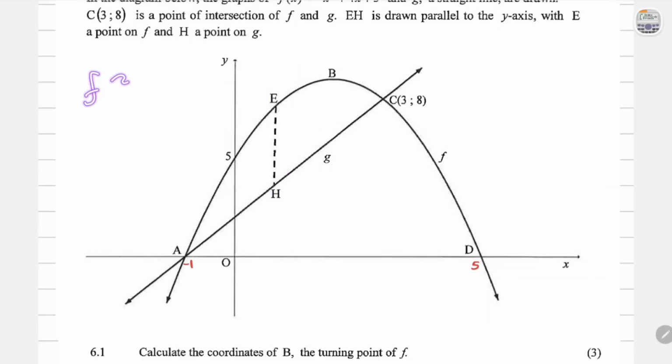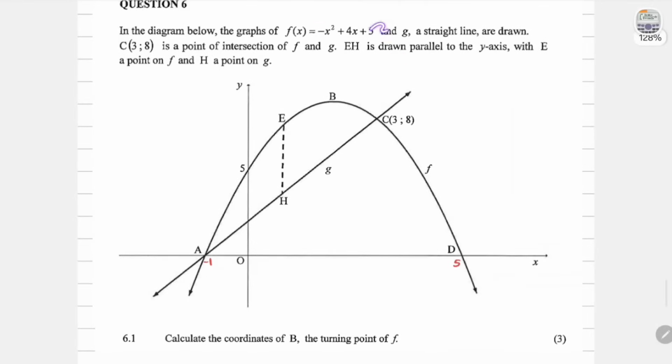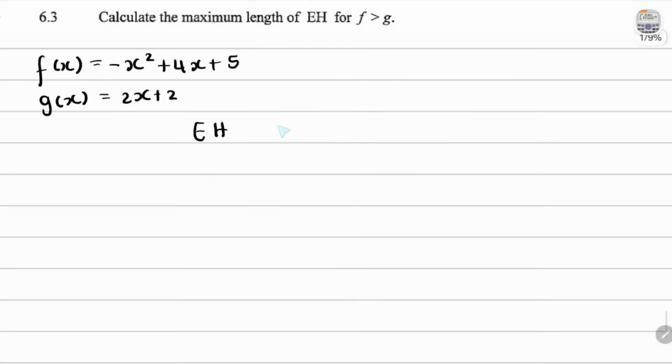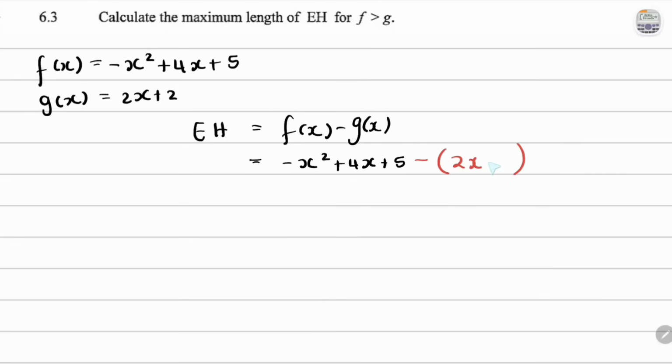Okay, so you're simply going to say f of x minus g of x. Take that y value minus this y value, and it will give you the length of EH. Of course, this will be in terms of x at first. So we're taking the graph of f and subtracting the graph of g. So to find EH, we say f of x minus g of x, and we're going to say this is equal to negative x squared, all of that, minus the g graph. But remember that this is going to be put in brackets, so it'll be 2x plus 2, and if you distribute, they become -2x minus 2.